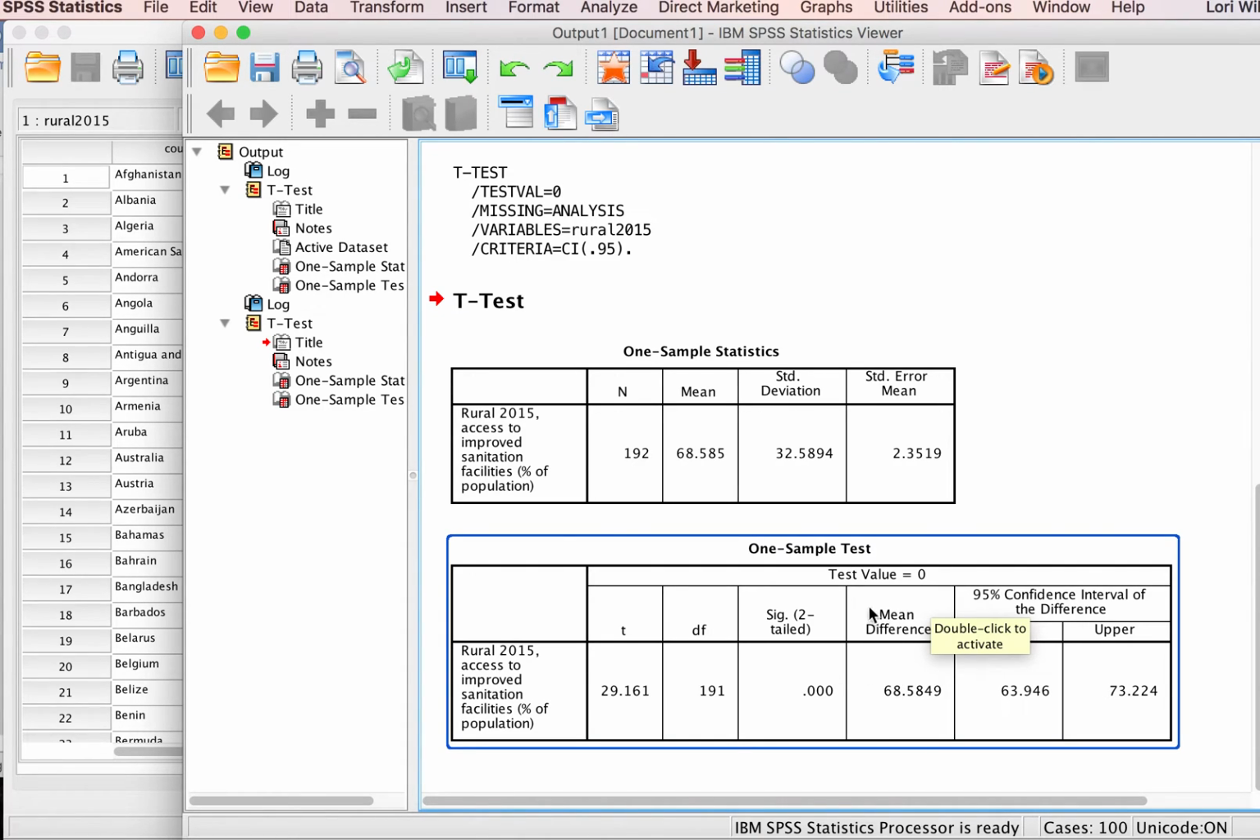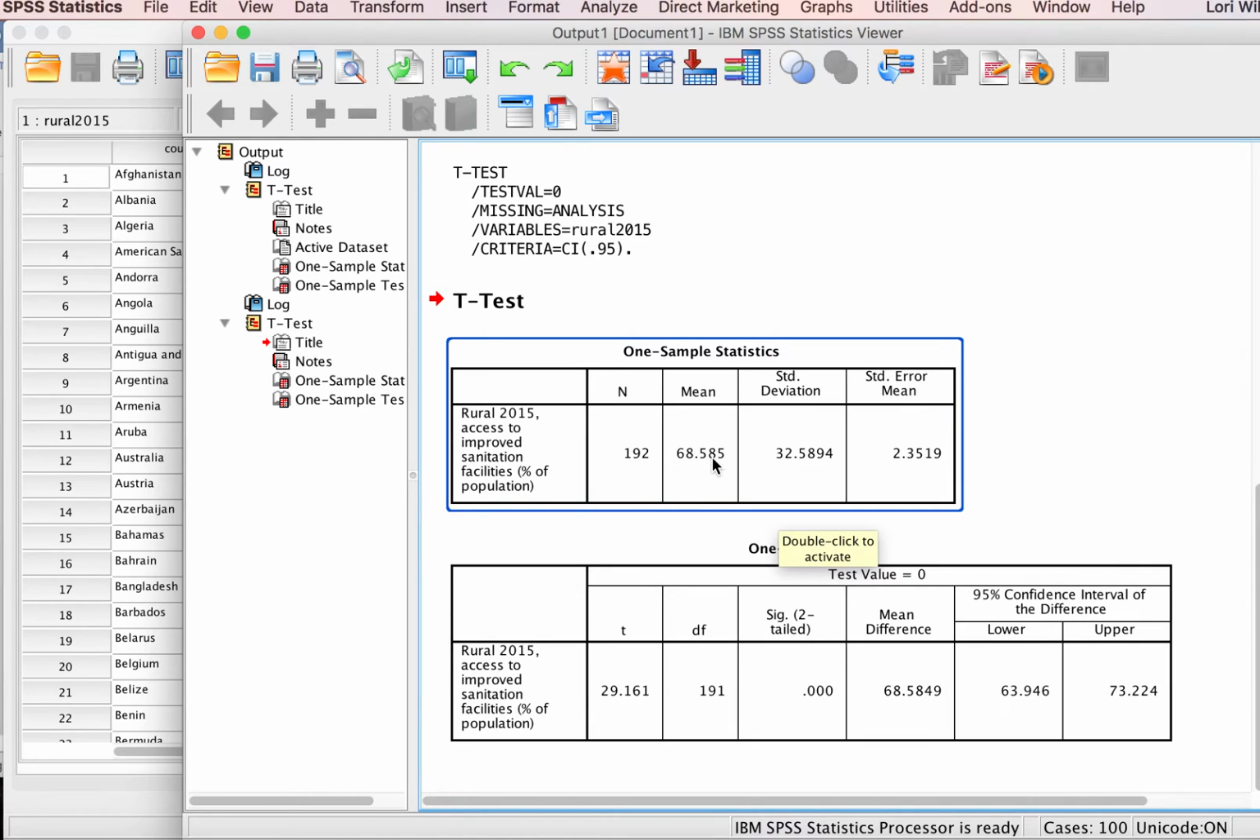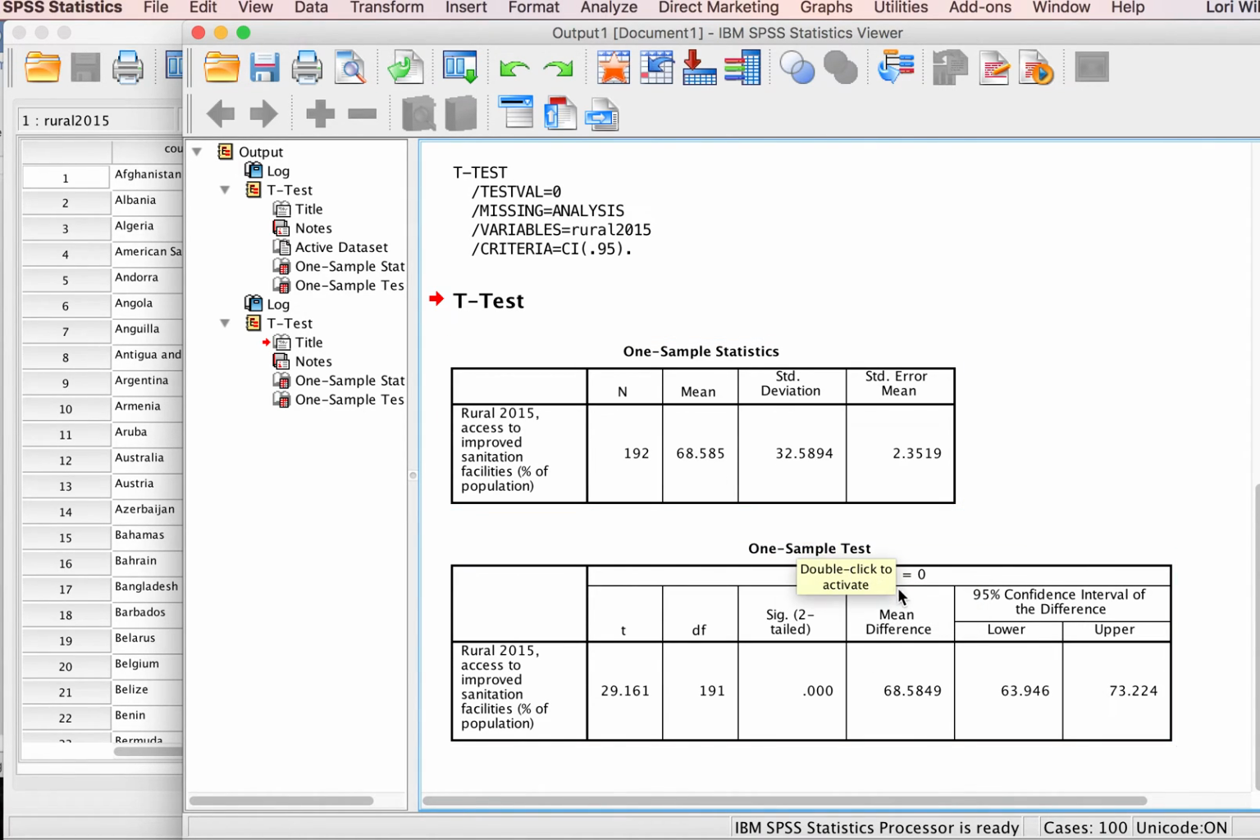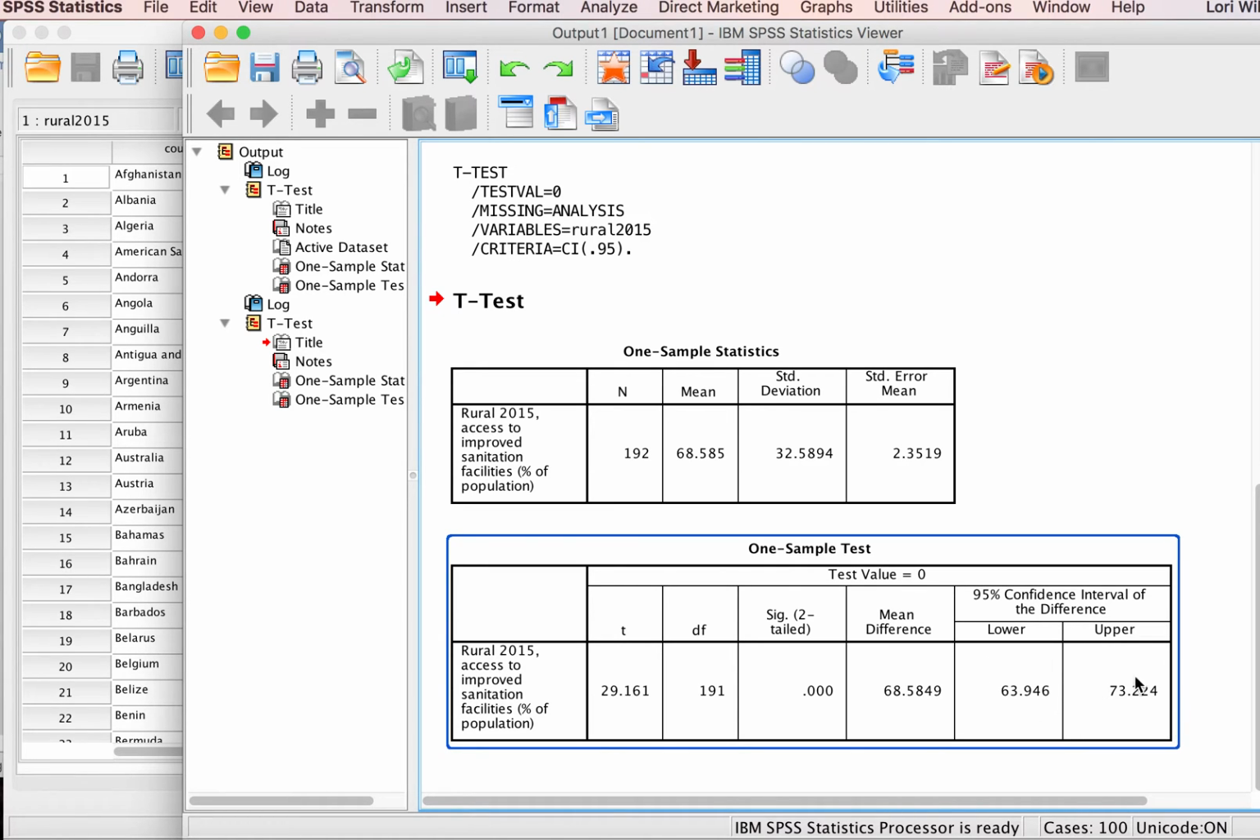So what you'll notice is the difference between 68.585 and 0, not surprisingly, is 68.585. So now we're relating to this test value of 0. And so the confidence interval that I create around that mean difference, 63.95 and 73.22, actually ends up being the 95% confidence interval of the population mean. So that's one way that I can get the computer to do the math for me, essentially.